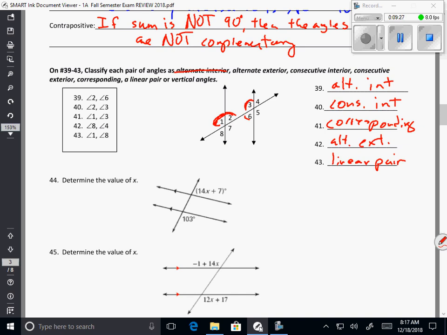All right, on 44, determine the value of x. These are parallel, so this angle and this angle are the same, and this angle and this angle are supplementary, which means that these consecutive exterior angles are supplementary, which means we just set up the sum of the two equal to 180 and solve for x. I should get an x value of 5.